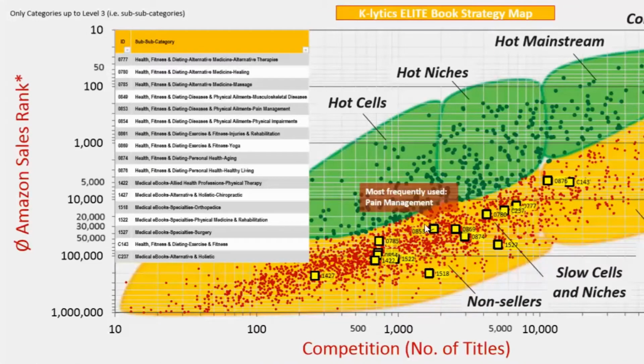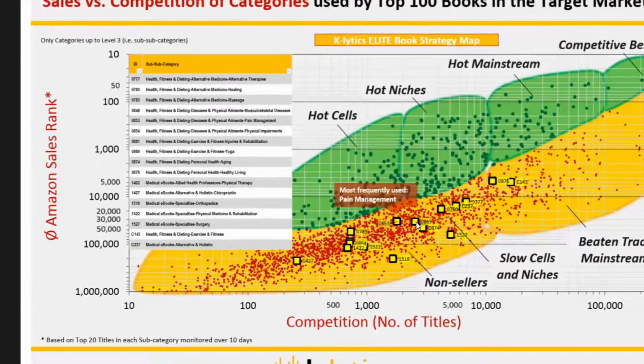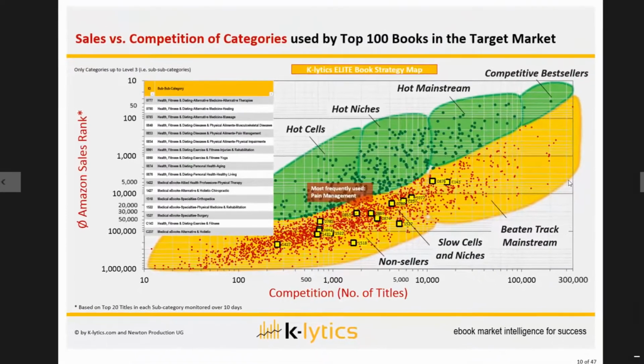And for example, this one here, pain management, the most frequently used one, is actually not that bad a category. It has still less than 2,000 titles in it, and the level of sales in the top 20 is around sales rank, this is probably here around 30,000. So if you have a good book, it should also be pretty easy to rank.